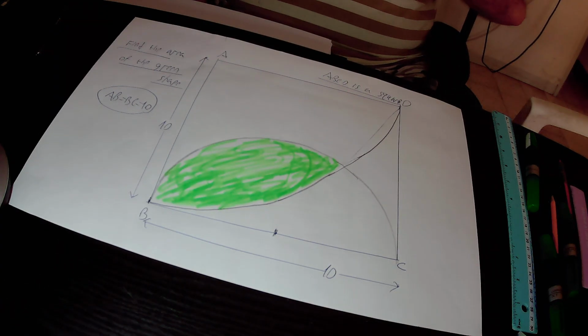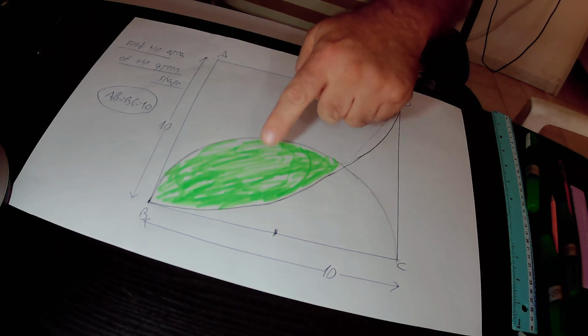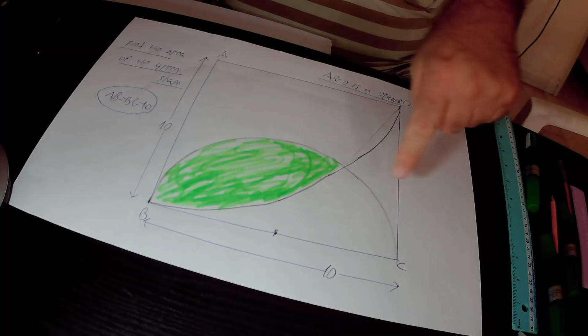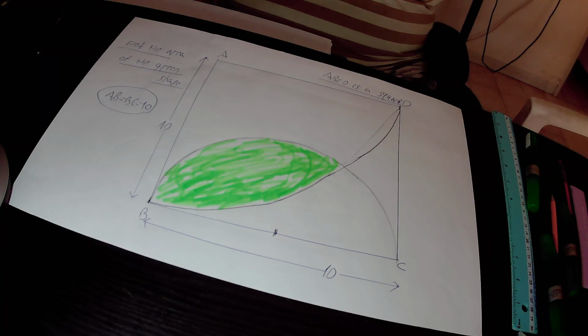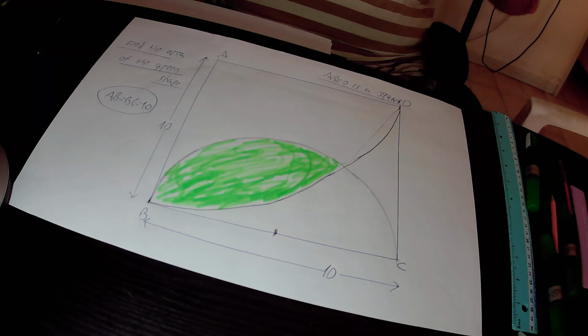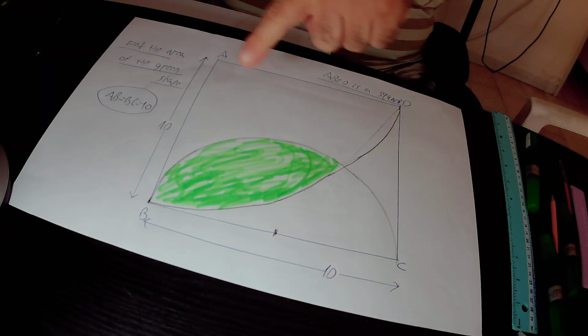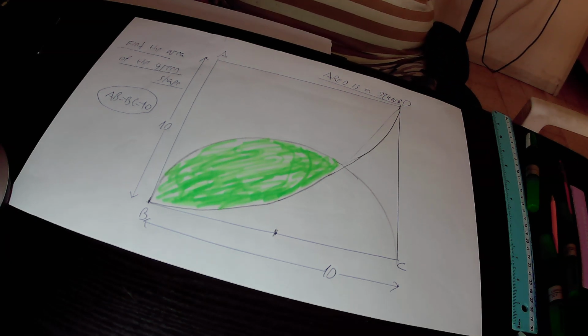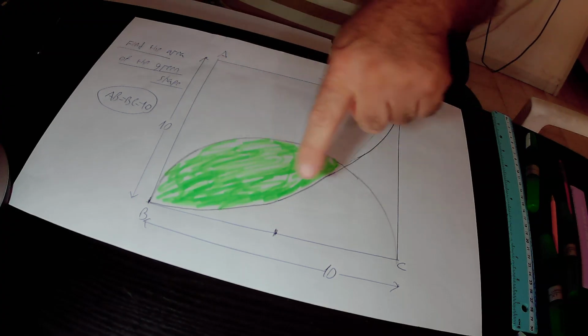Our task in the second question is to find the area of this green shape. So in the drawing we have square ABCD. We know that one side of square ABCD equals 10 units in length. Therefore AB equals BC equals CD equals AD equals 10. In addition, inside this square ABCD we have this quarter circle.